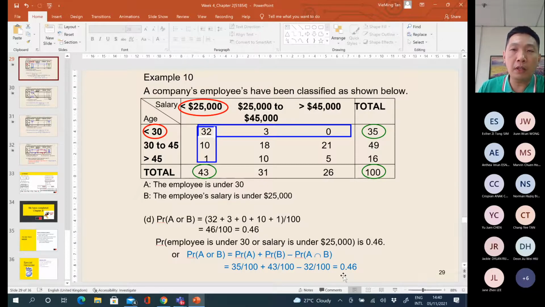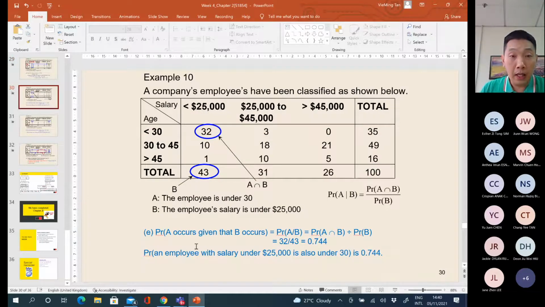So if the table is already presented in this format, then it's easy for you to calculate A union B when A and B are dependent events. You still can use this formula to calculate A union B. Okay, I stop for a while. Any question on A union B applied to dependent events questions?